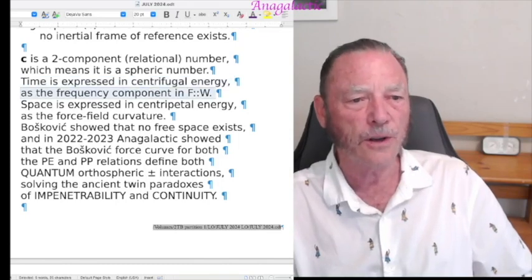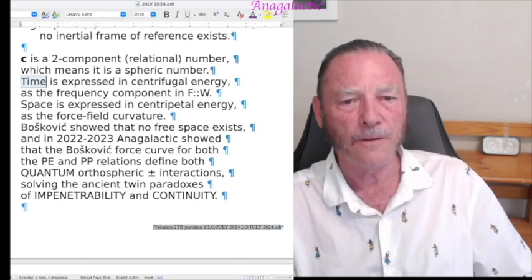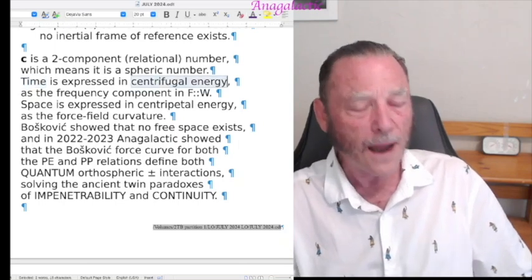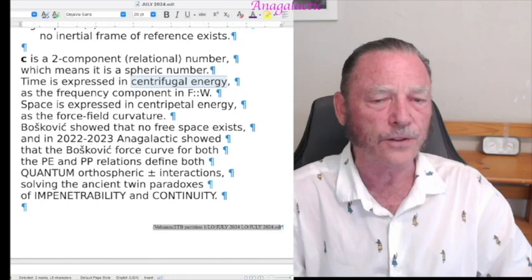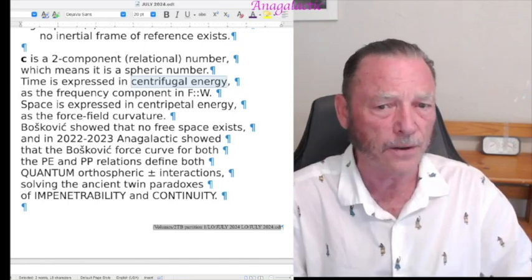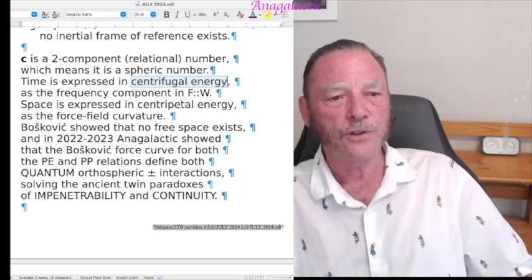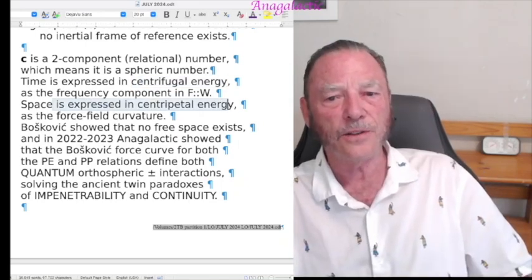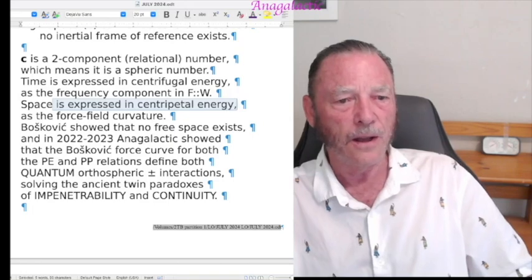It's the relationship of a derivative number of centrifugal energy. Gravity, as we conceive it on a straight line of gravity, is the derivative of spherical gravity. So space is expressed in centripetal energy as the force field curvature.